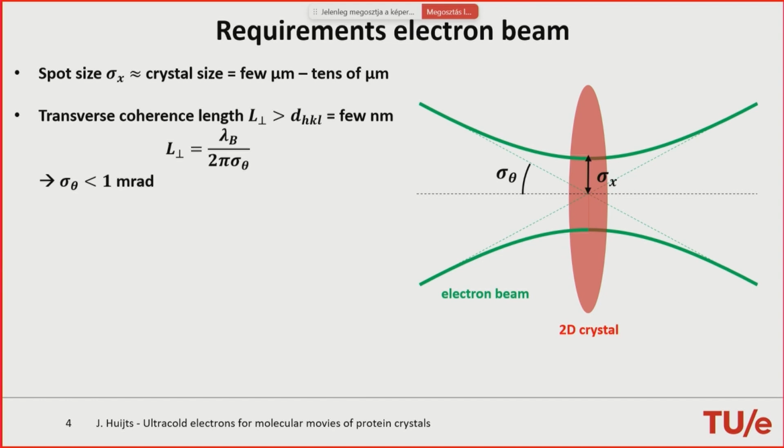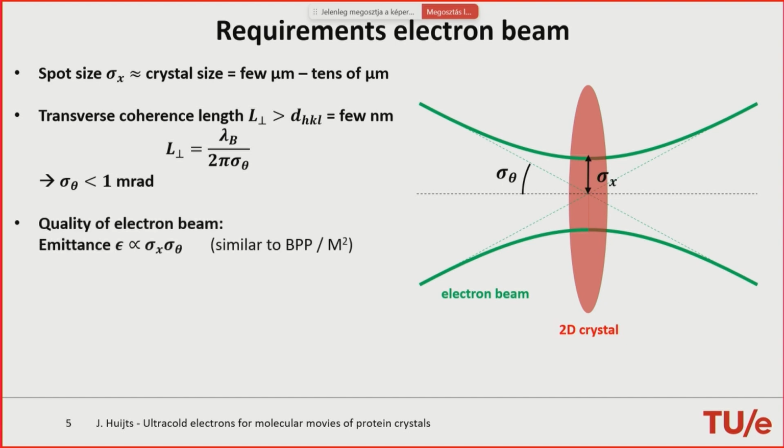And what that means is that it limits the angle of divergence with which you can make your focal spot on your crystal. So basically, the larger your angle is with which you come in, the smaller your transverse coherence length becomes for a certain electron energy. And you can calculate that for certain parameters, that means that this angle here needs to be below a milliradian.